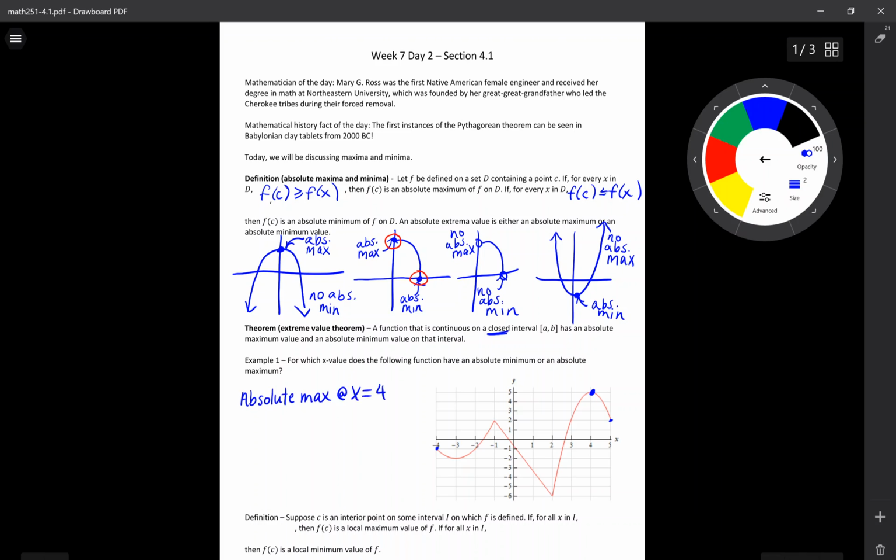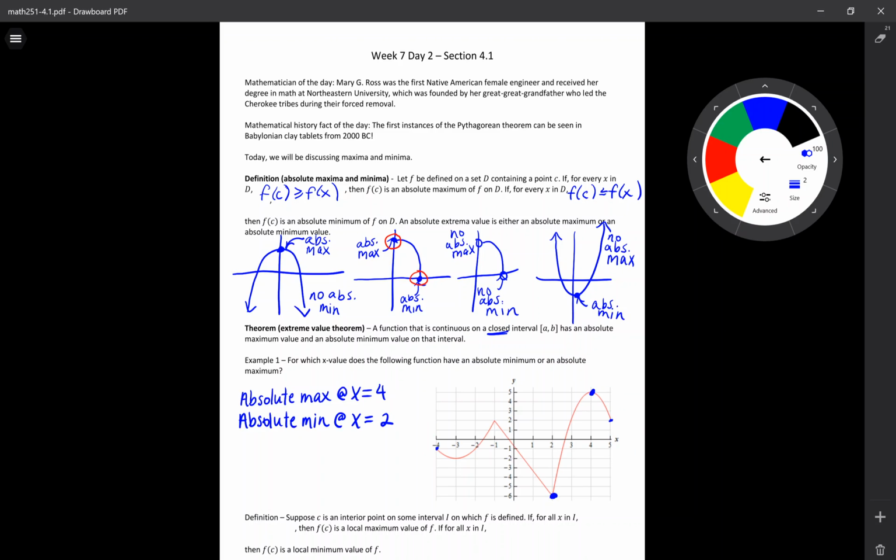And my absolute minimum occurs right here. That is at x equals 2. And again, this would not be the case if I had arrows in this direction and in this direction, because then it would not be a closed interval. It's very important for this theorem that we are dealing with a closed interval. That's why we needed those closed endpoints on this graph.